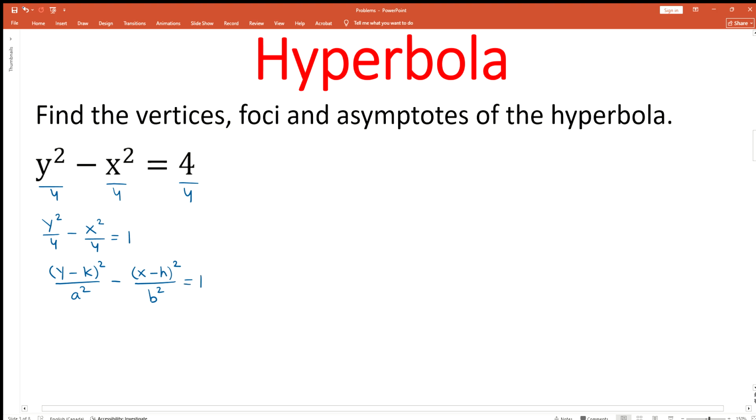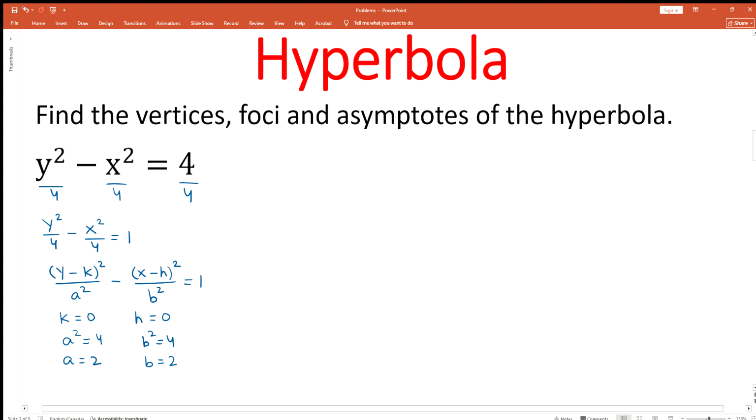We can compare this general equation with our equation to find the values of h, k, a and b. As per the comparison, k is equal to 0 because there is no number being subtracted from y. h is equal to 0 because there is no number being subtracted from x. a squared is equal to 4, so a is equal to 2. And b squared is equal to 4, so b is equal to 2. a and b are always positive. We can use these values to find the vertices, foci and asymptotes of the hyperbola.